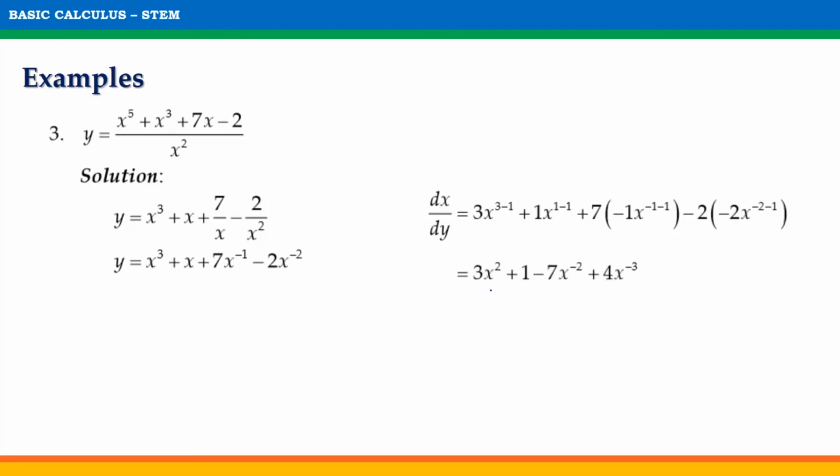Simplifying it, we will have 3x squared plus 1 minus 7x raised to negative 2 plus 4x raised to negative 3. Write x raised to negative 2 and x raised to negative 3 at the denominator, so it will become positive. Hence, the final answer will become 3x squared plus 1 minus 7 over x squared plus 4 over x cubed.